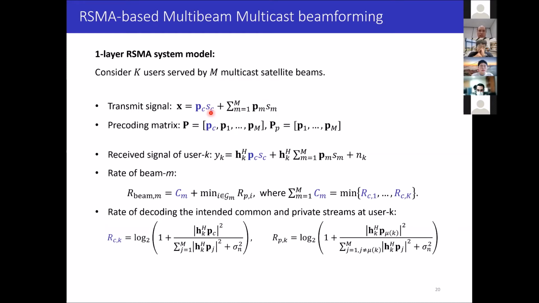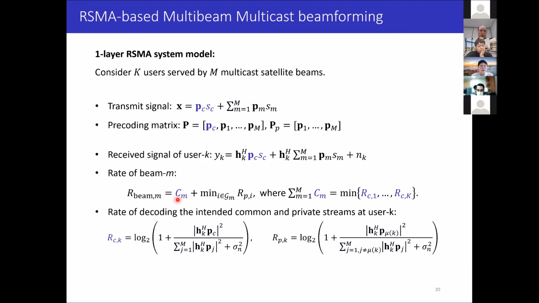So here you see that instead of simply transmitting across M beams and having each beam transmit messages for a subset of users, the messages are split. Part of the message of a given user will be encoded into the common stream and part of it will be encoded into the private streams. And so what we have to do here is to optimize the common precoder and the private precoders. To do that, we have to define the rate for the beam m, so the private stream, and the rate of the common part.